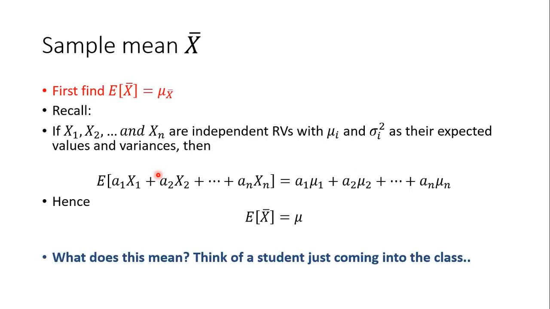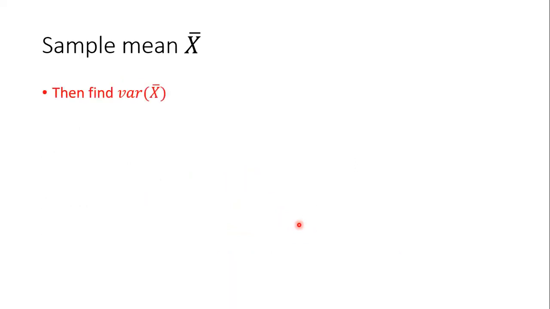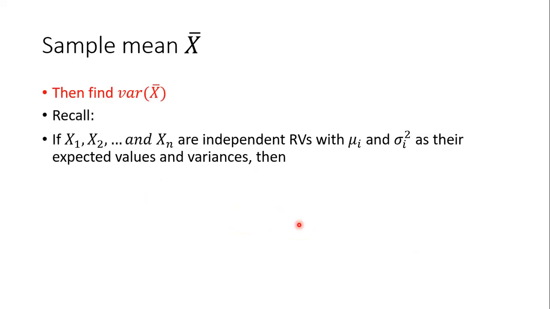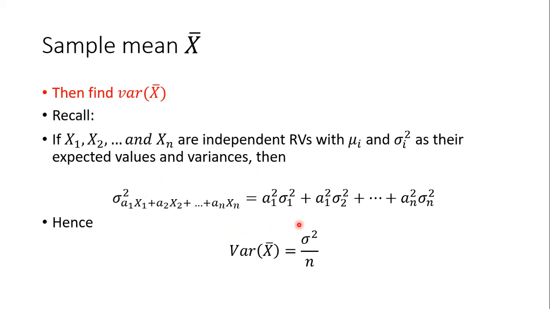So we just say that, well, what is the expected value of x bar? After some algebra, you can show that the expected value of x bar is equal to mu. And we show that the variance of x bar is equal to sigma square divided by n. Sigma square divided by n.